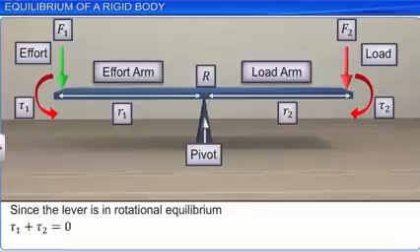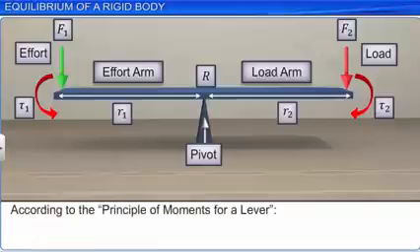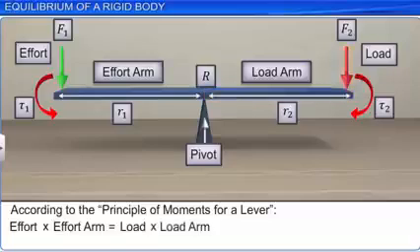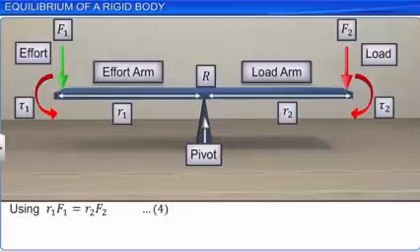Equation 4. This means for a lever, effort into effort arm is equal to load into load arm. This statement is known as the principle of moments for a lever. Equation 4 can be used to find the mechanical advantage of a lever. Mechanical advantage is equal to effort arm by load arm.